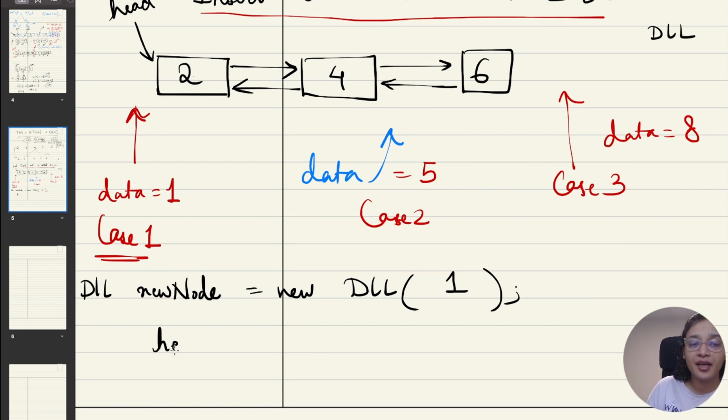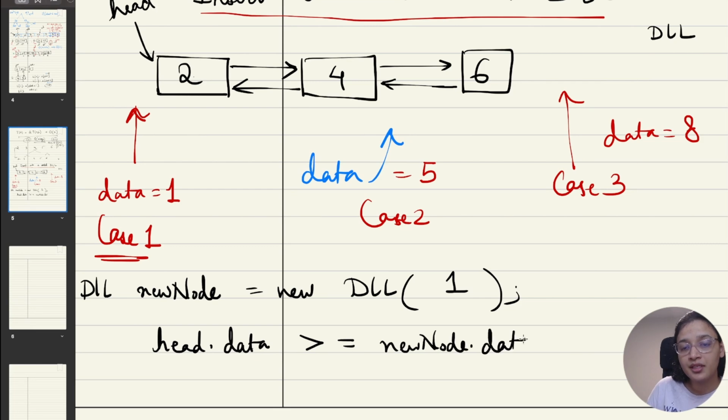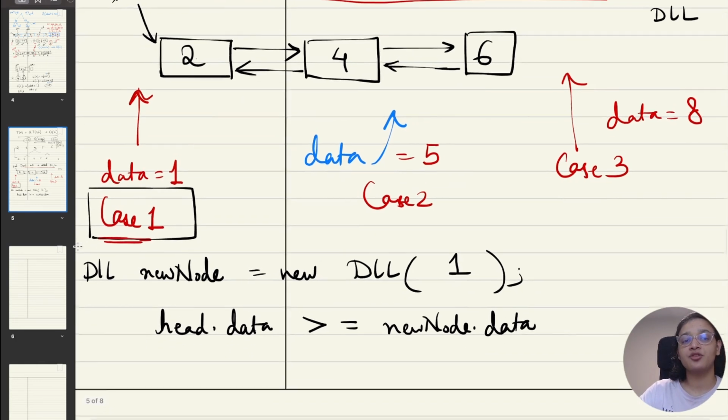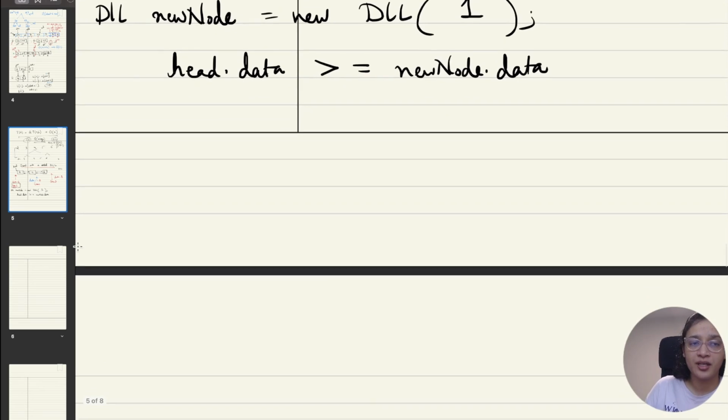How do you know it is first? Because if head.data is greater than or equal to newNode.data, then obviously you are going to fall in which case? The first case. If this is the case, how will you actually achieve this? Let's take an example and check. So let me write down this linked list.